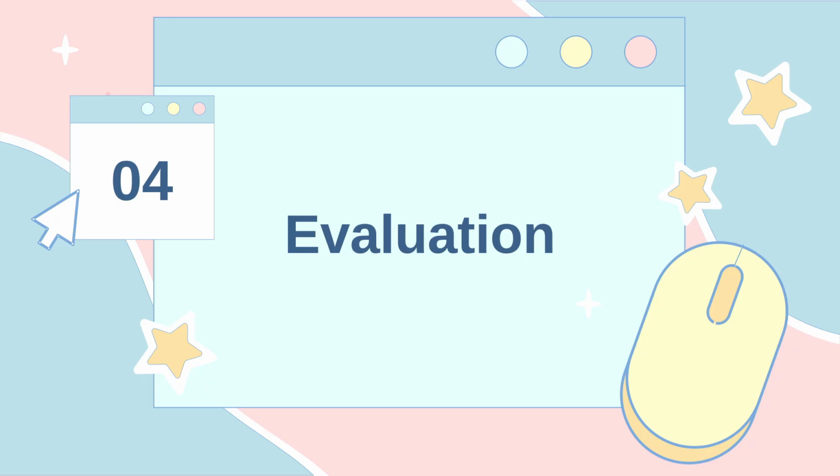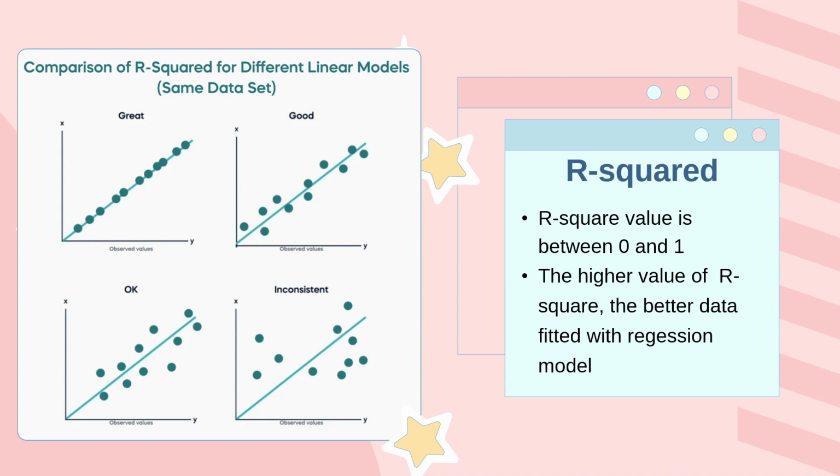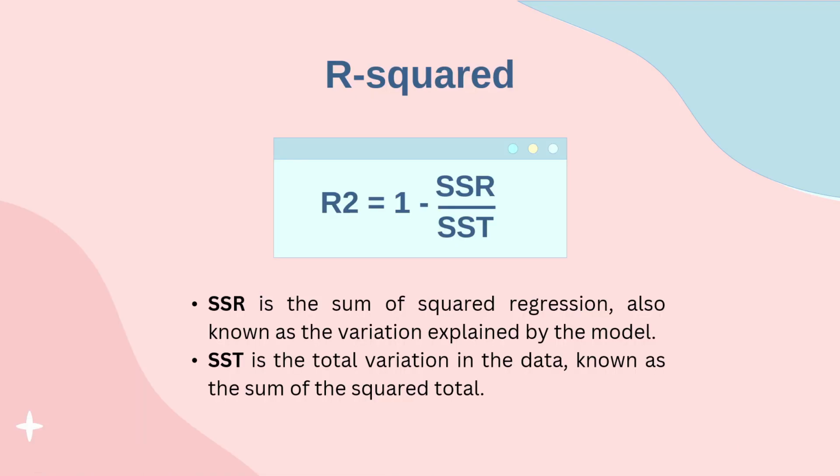Next, I want to talk about some evaluation metrics, starting with R-square. R-square is a value between 0 and 1. The closer to 1, the better the model. However, if the value is close to 0, it means that the model is very bad. So now, we talk about R-square.